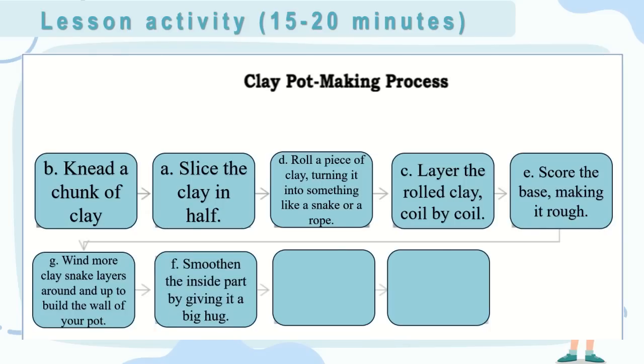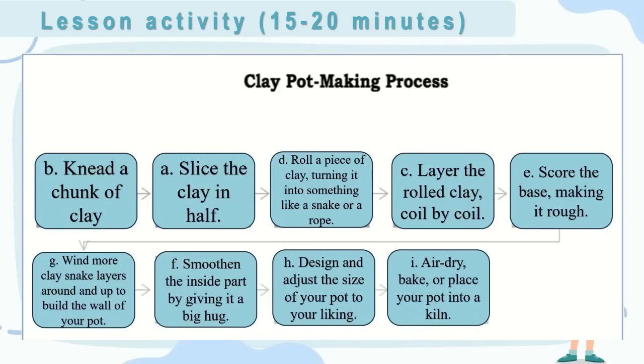Next is F, smoothen the inside part by giving it a big hug. Next is letter H, design and adjust the size of your pot to your liking. And for letter I, air dry, bake or place your pot into a kiln.